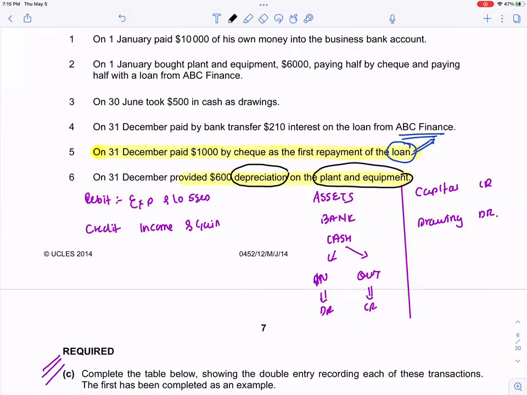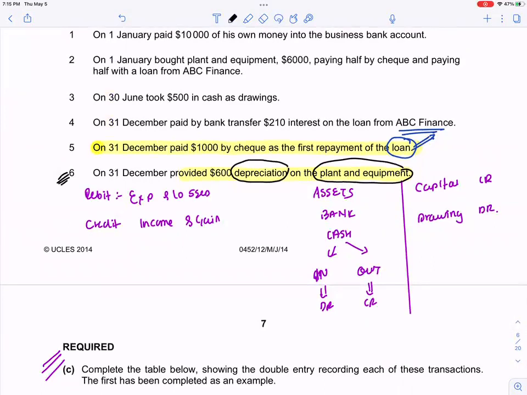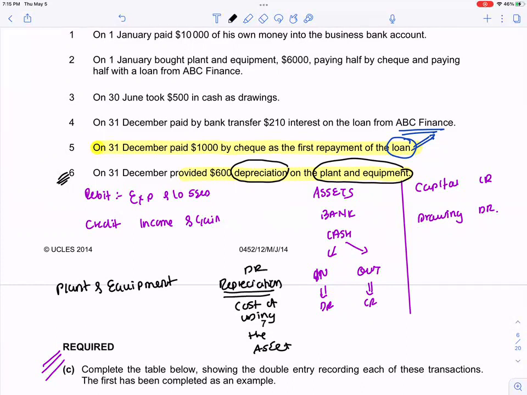Come on, sixth. Give me two accounts involved. Depreciation. You can't just write asset. What is the name of the asset? Plant and equipment. And the second account, can you write depreciation? What is depreciation? The cost of using the asset. So is it an expense for you? Yes. So depreciation would be debited, plant and equipment credited.